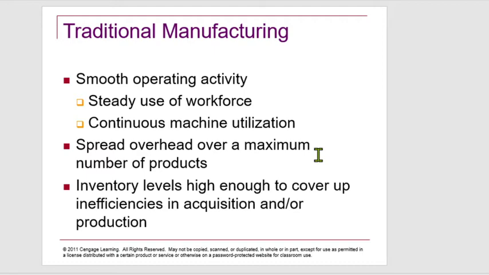Inventory levels are high enough to cover up inefficiencies in acquisition and production. So under traditional manufacturing, basta mayroong workforce and mayroong machines and there are available materials, you just produce once it is available. Kumbaga, produce lang tayo ng produce under traditional manufacturing. So, ang tendency, the inventory levels are high under traditional manufacturing.